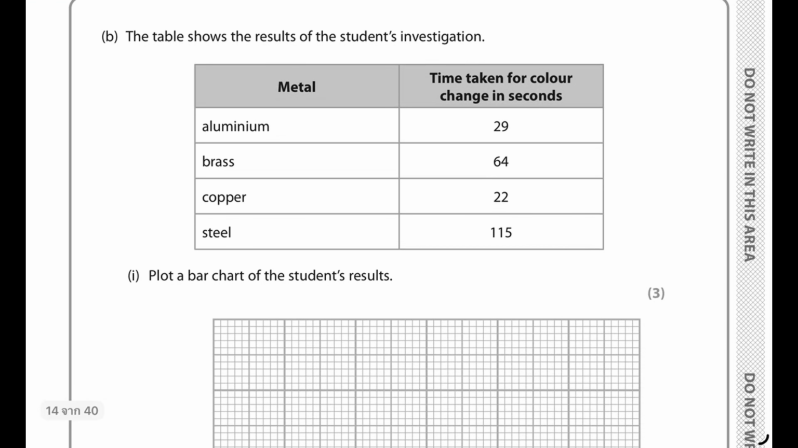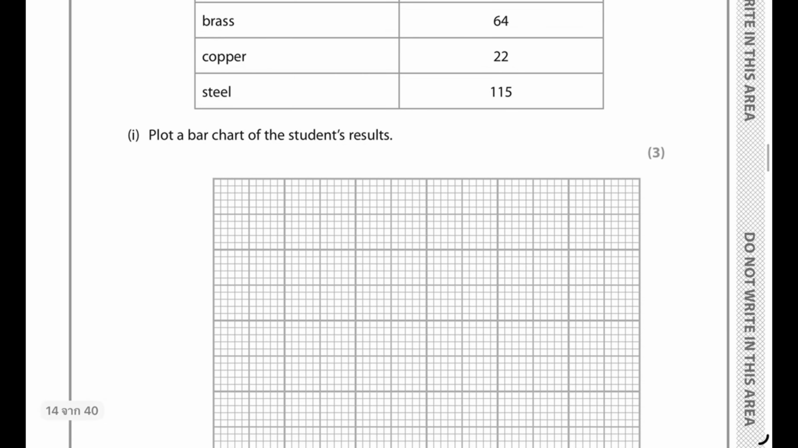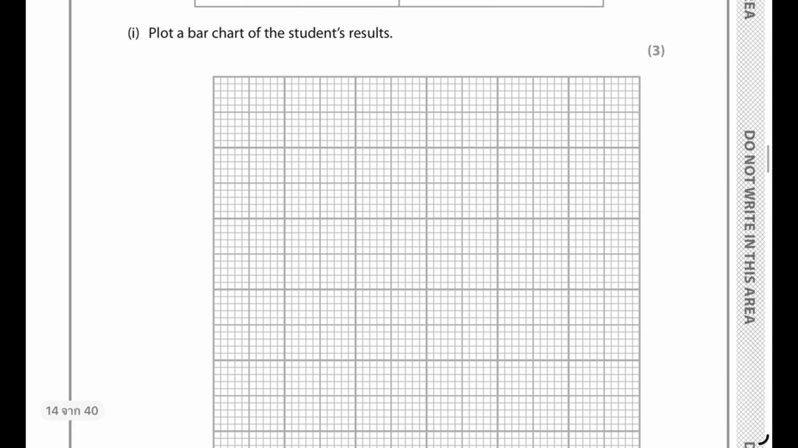Question B. The table shows the result of the student investigation. Plot the bar chart of the student's result. Okay.